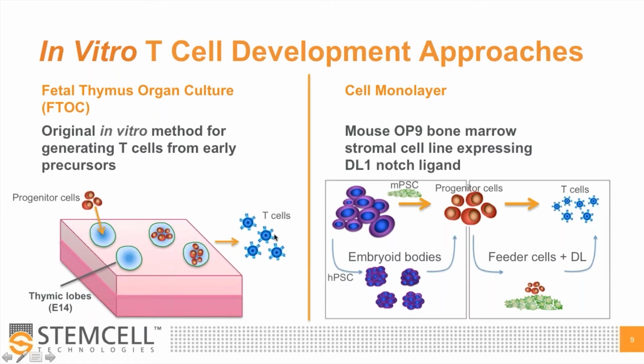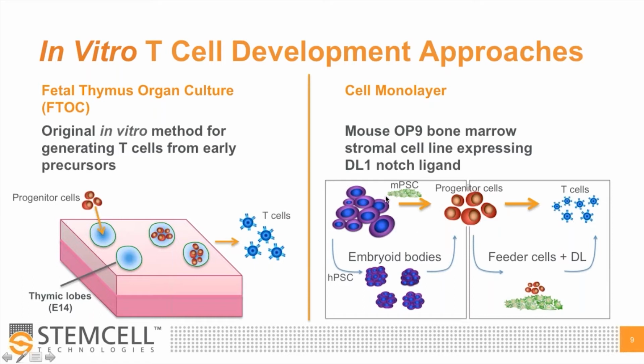There are different versions now based on this method. Also, in 2002, the Syndicate Lab, which I was part of at one point prior to STEMCELL, spearheaded a cell monolayer system that basically replaced the fetal thymic organ culture. That uses an OP9 mouse bone marrow stromal cell line that expresses a Notch ligand, Delta-like 1 originally, or now Delta-like 4 or others. And this really enabled T cell development in vitro in the absence of a thymic organ.